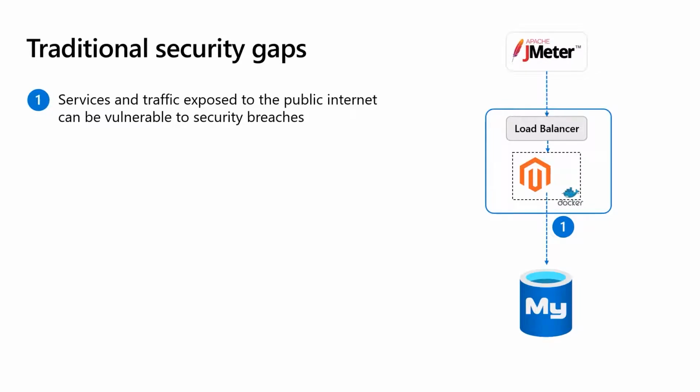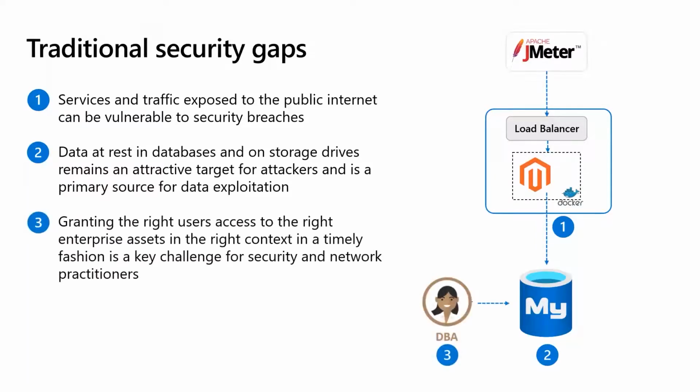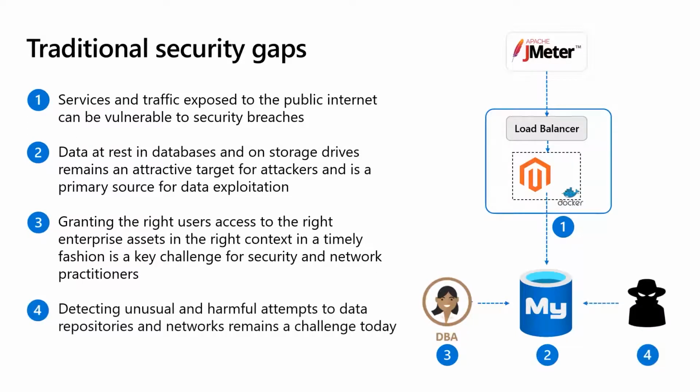The first is really around having your services and traffic exposed to the public internet, leaving them potentially vulnerable to security breaches. The second is around how you store your data, both at rest on your database as well as in storage drives. These can be attractive targets for attackers and can potentially be used for data exploitation. The third is really around granting users the correct access to the different resources that you may have in a timely manner. And the fourth is really around detecting unusual and harmful attempts against your data.